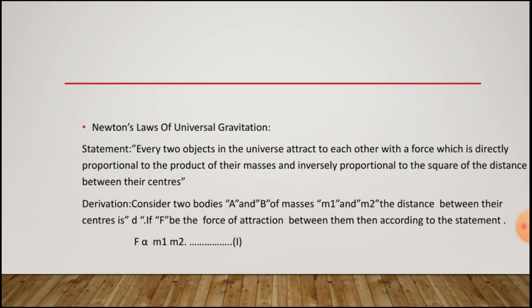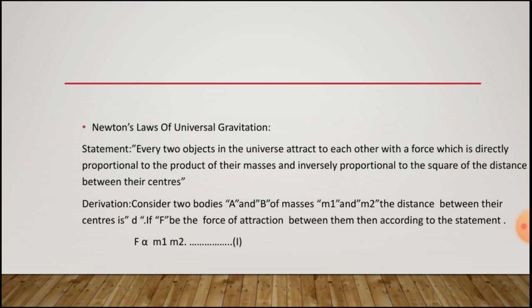Suppose two bodies A and B of masses m1 and m2 are placed apart, and the distance between their centers is d. So the force of attraction between both bodies is F proportional to m1 m2 according to the statement, and F proportional to 1 upon d square, where d is the distance between their centers.